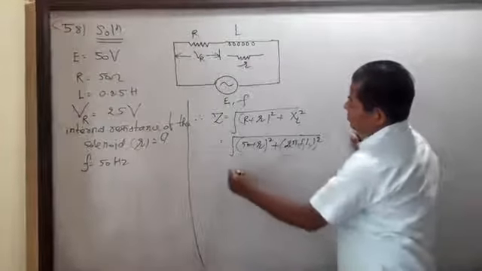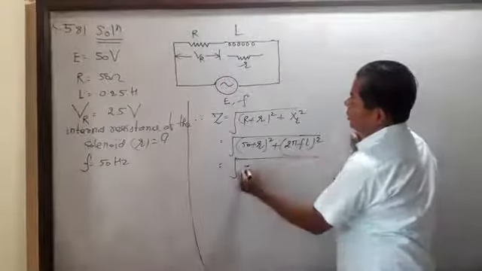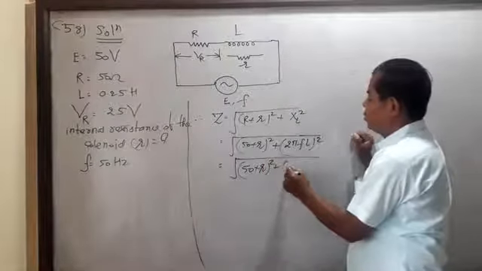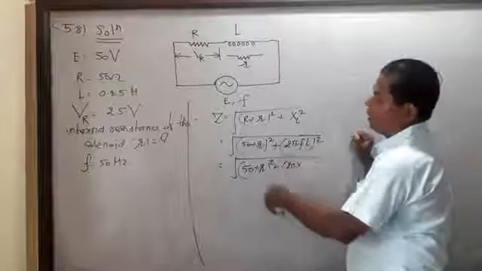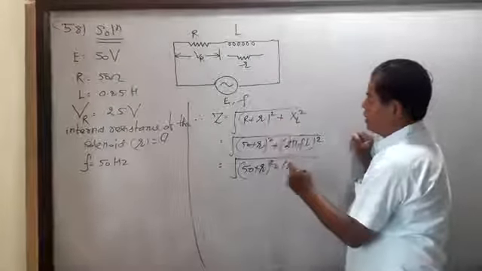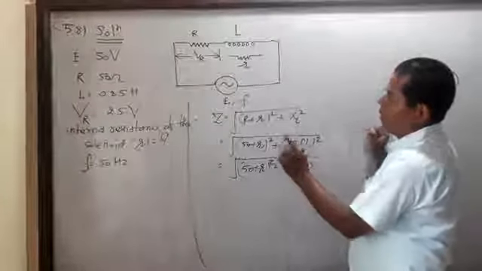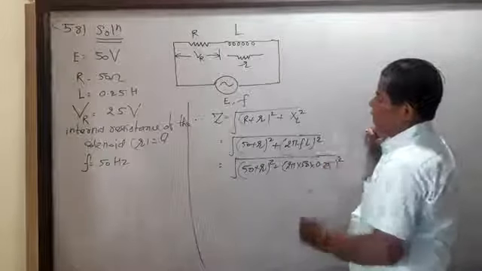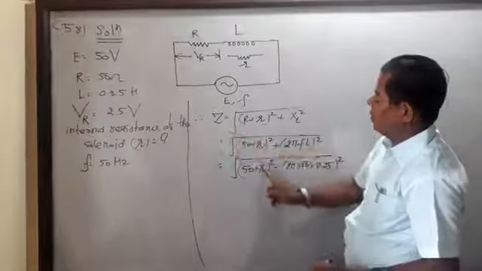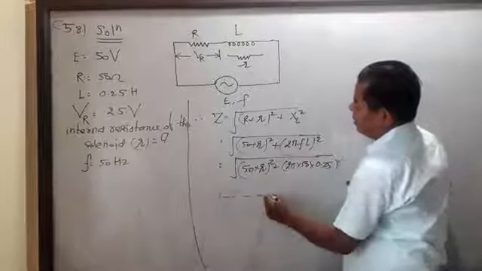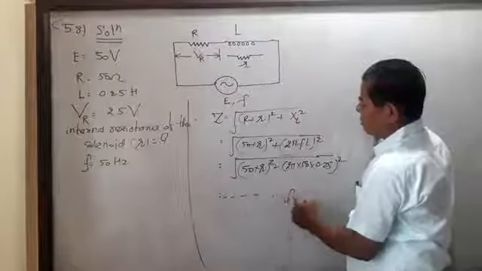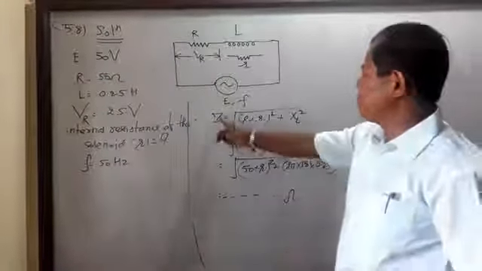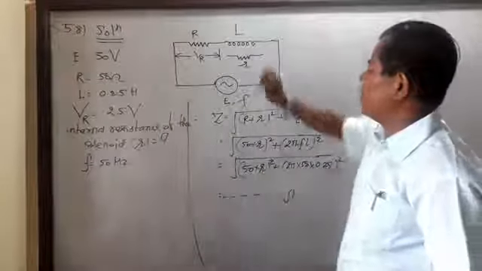Now in this equation, (50 plus small r) whole squared plus (2 into pi into frequency 50 into L 0.25) whole squared. This is the value of Z in terms of small r, which is unknown and we have to calculate. So we determine the value of Z in terms of the internal resistance of the coil.